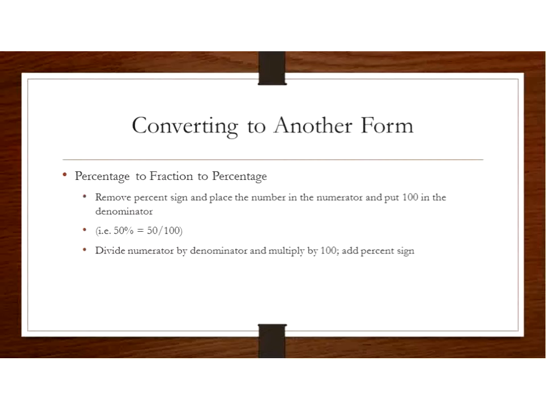Now I can take that fraction to a percentage by dividing the numerator by the denominator and multiplying by 100. So I will divide 50 by 100, and then I'm going to add a percent sign. If you divide 50 by 100 and multiply by 100, you get 50, and then you add a percent sign. Therefore, we're back to 50%.